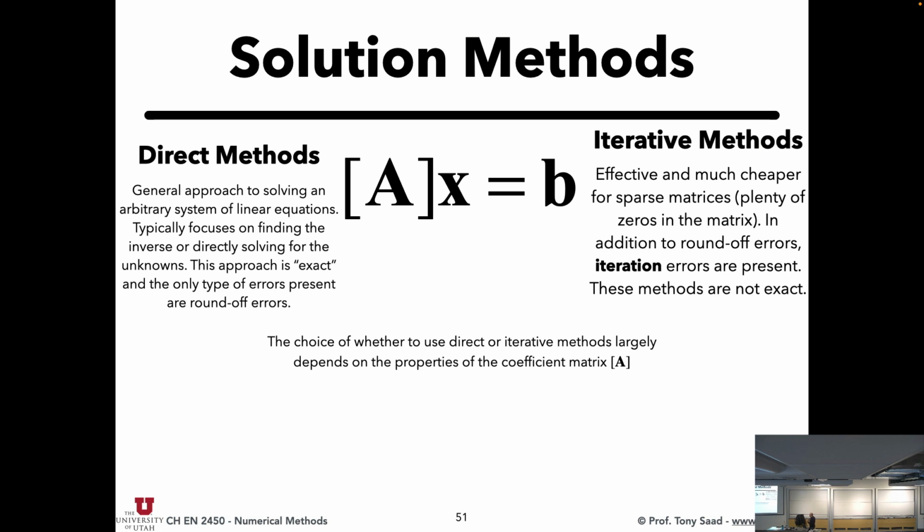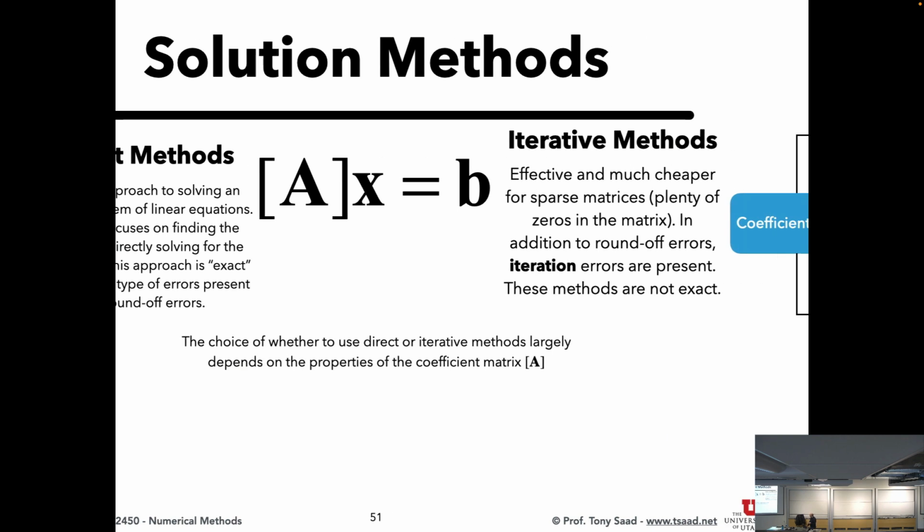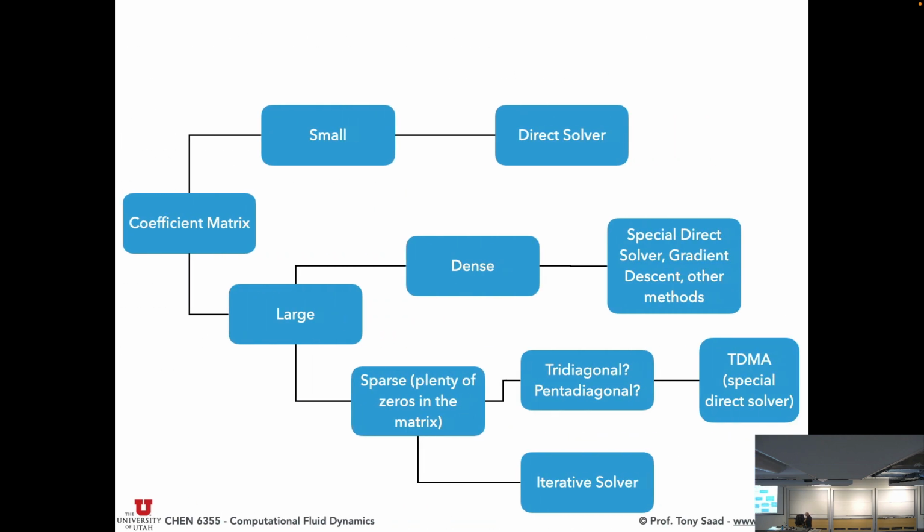Now, the choice of whether to use direct or iterative methods largely depends on the properties of the coefficient matrix A. So I came up with this diagram this year to give you more of a lay of the land for what to use and when. So that is the second part of your methodology as an engineer. The first part is identifying what problem this is. Well, it's a system of linear equations. Okay, so what is the best tool to use for that system of linear equations?